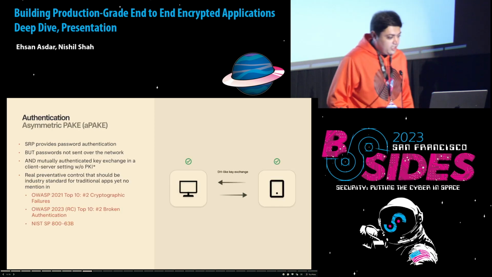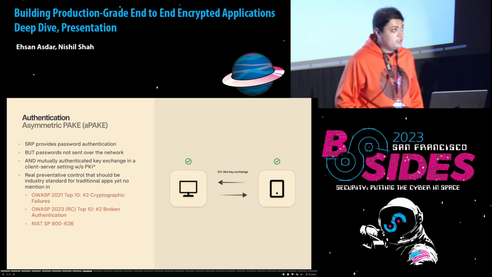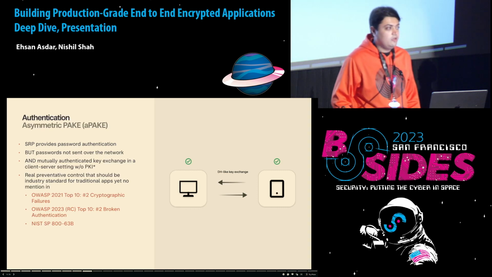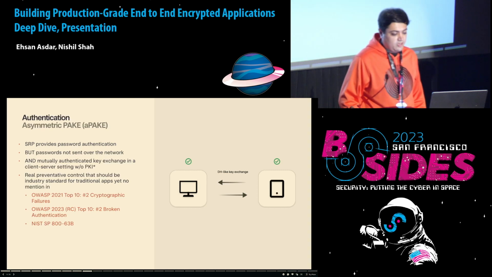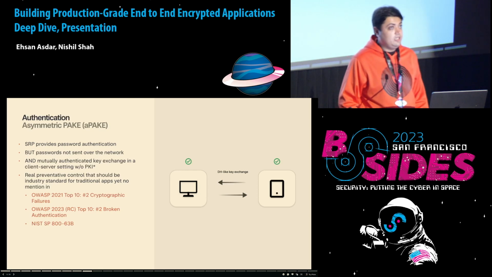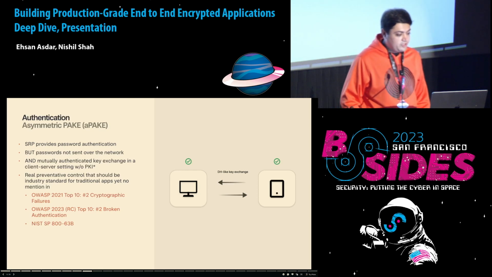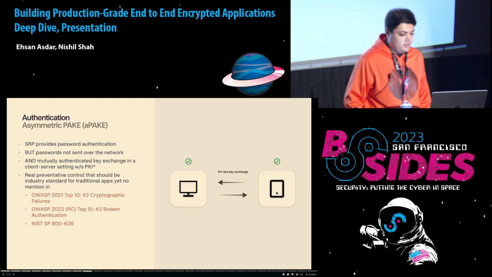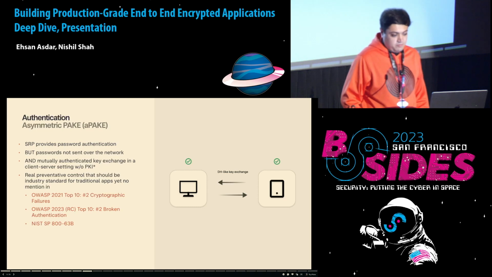So we can actually use a class of algorithms called an asymmetric or augmented PAKE. You may have heard about this as SRP, Secure Remote Password. Its more modernized version is called OPAQUE. And SRP, just to provide a brief recap, allows us to authenticate the client to the server without needing to send the password. It also has a very strong benefit in being phishing resistant because the server also authenticates to the client. So here we have passwords not sent over the network, great, right? And we've mutually authenticated both server and client.